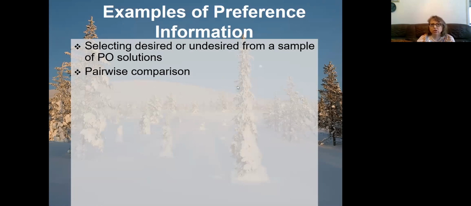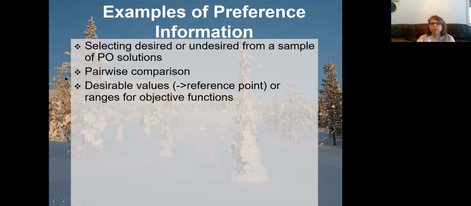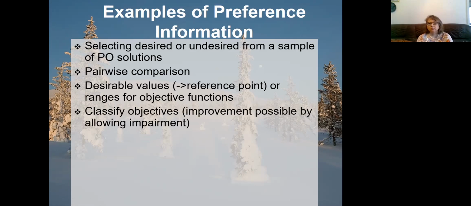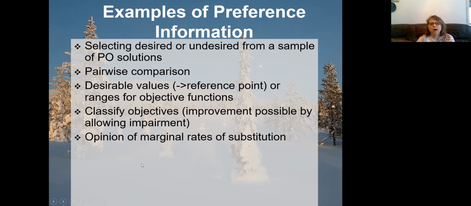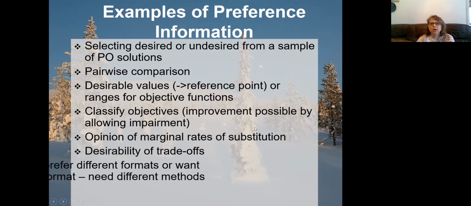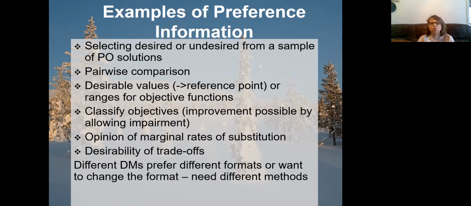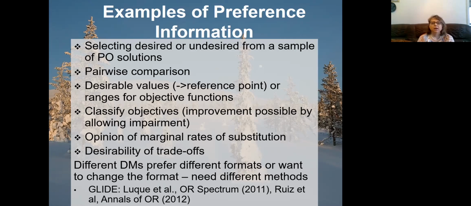One can make pairwise comparisons between different solutions. One can express desirable values as components of a reference point, as I already mentioned, or desirable ranges for objective functions, so upper and lower bounds for objective functions that are desirable. One can classify objective functions. I will soon give an example about what this could mean. One can provide opinions related to marginal rates of substitution or desirability of trade-offs. There are many different opportunities here or combinations of these. And there might also be at some point a need to change the type of preference information during the solution process, which should also be enabled.